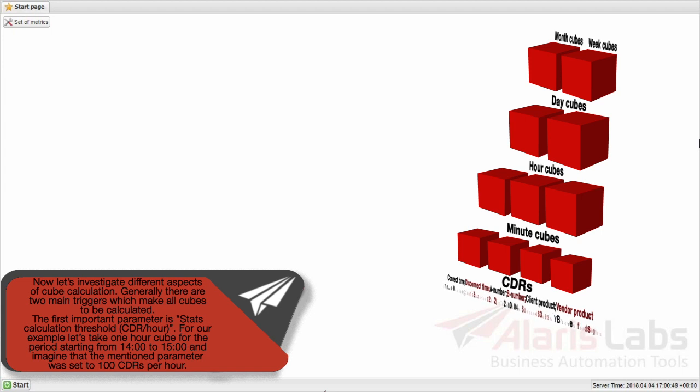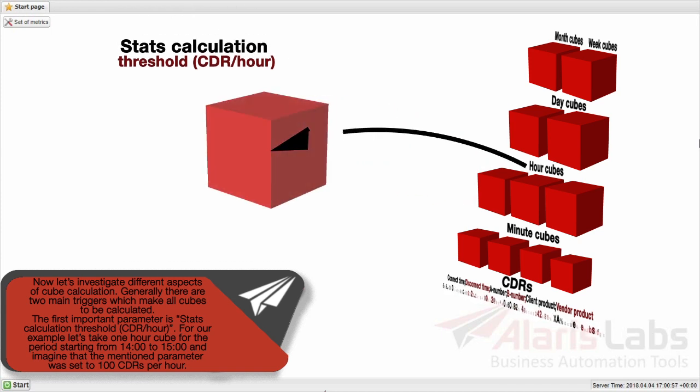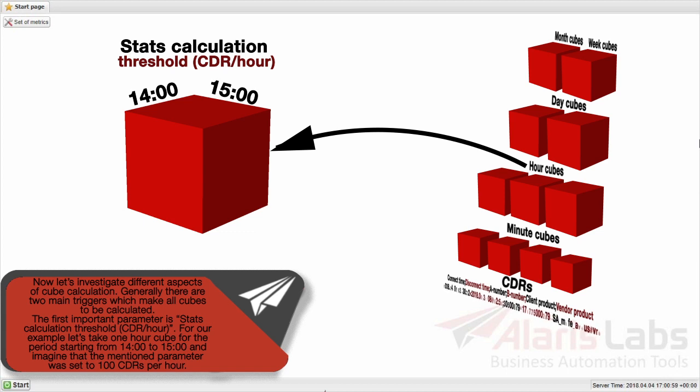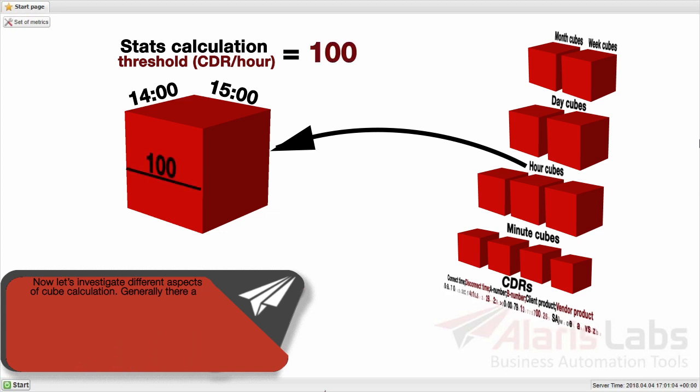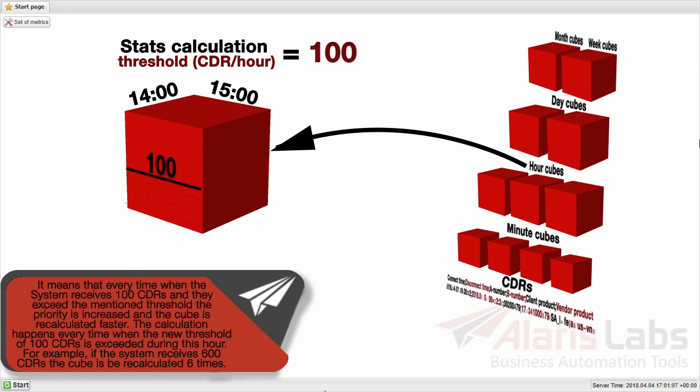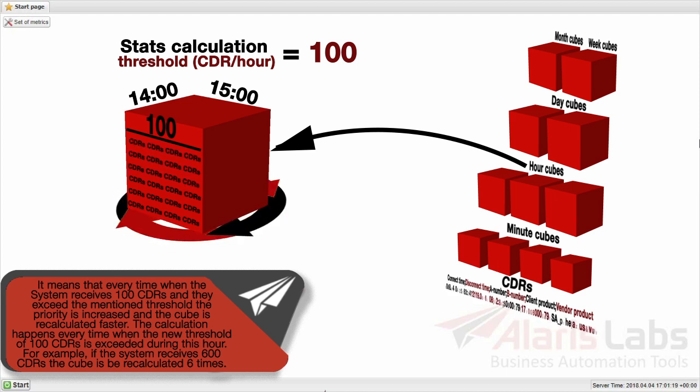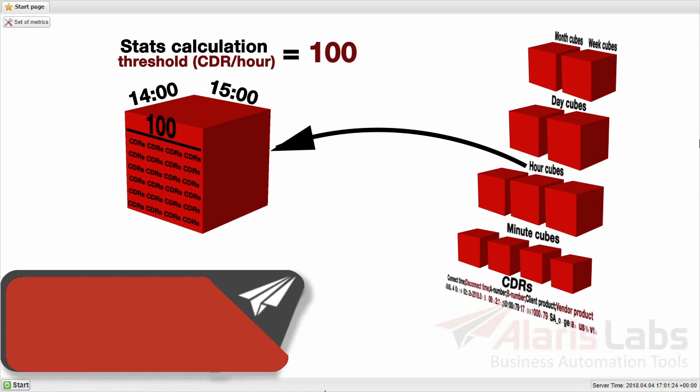Generally, there are two main triggers which make cubes be calculated. The first important parameter is stats calculation threshold. For our example, let's take a one hour cube for the period from 2 to 3 and imagine the threshold parameter was set to 100 CDRs per hour. It means that every time the system receives 100 CDRs and they exceed the mentioned threshold, the priority is increased and the cube is recalculated faster. The calculation happens every time the new threshold of 100 CDRs is exceeded during this hour. For example, if the system receives 600 CDRs, the cube is recalculated 6 times.